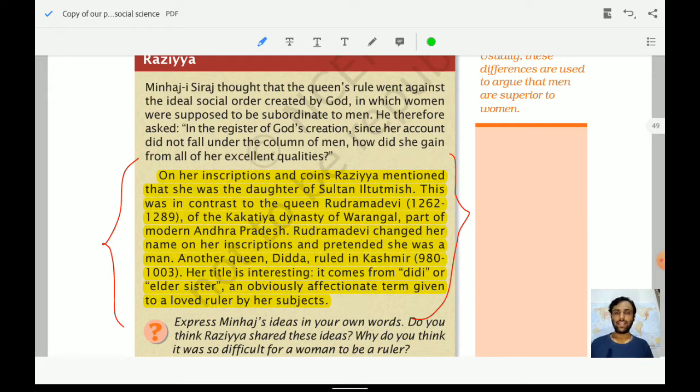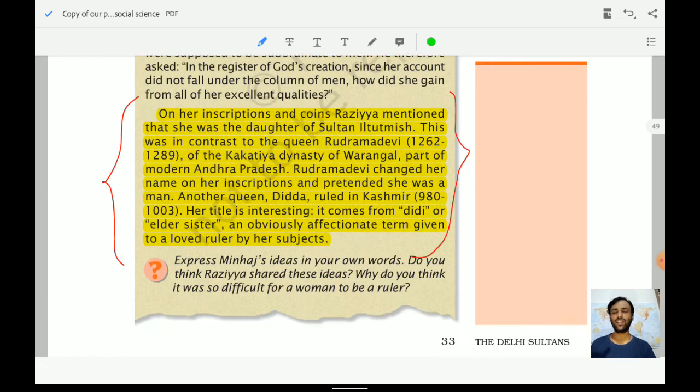So these godly ideas were included in the minds, in which women were supposed to be subordinated to men. He therefore asked, in the rest of God's creation, since her account did not fall under the column of men, how did she gain from all of her excellent qualities? So this was his question. He was questioning the whole position of Razia Sultan, but in the name of God.